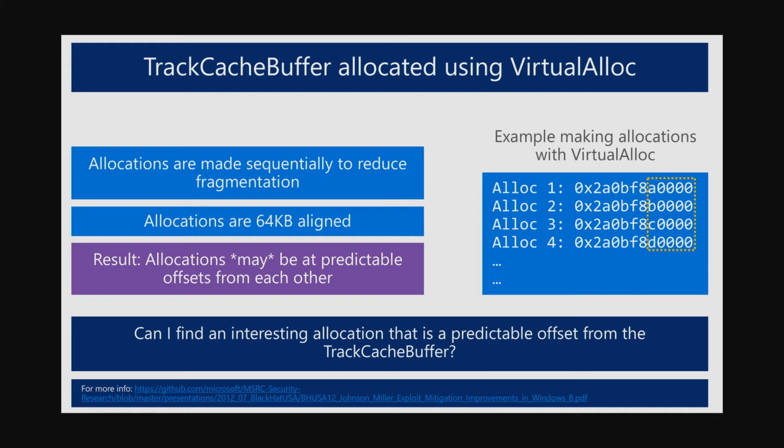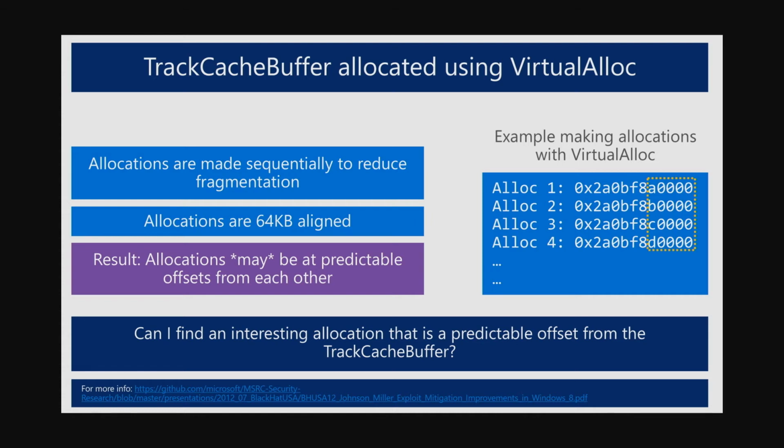So I have a little example here on the side where if you make a whole bunch of VirtualAlloc allocations, you will see that the address just grows 64 kilobytes at a time. Or if the allocation is bigger than 64 kilobytes, then it grows by a larger amount at a time. But they're all sequential. And this gave me an idea, which is that it might be possible that there is some interesting buffer that is allocated at some predictable offset from the track cache buffer, because these allocations are all made in such a sequential and predictable way.